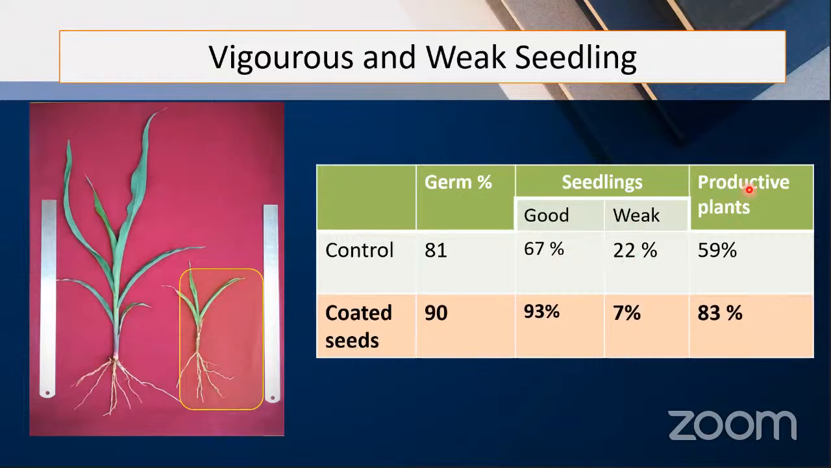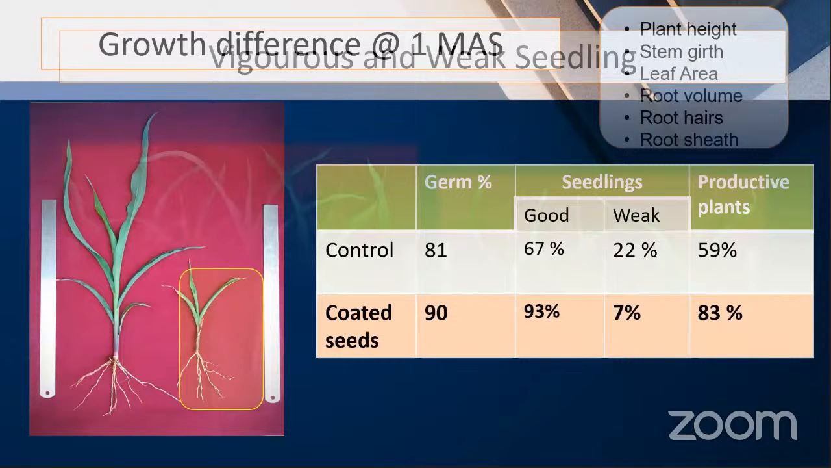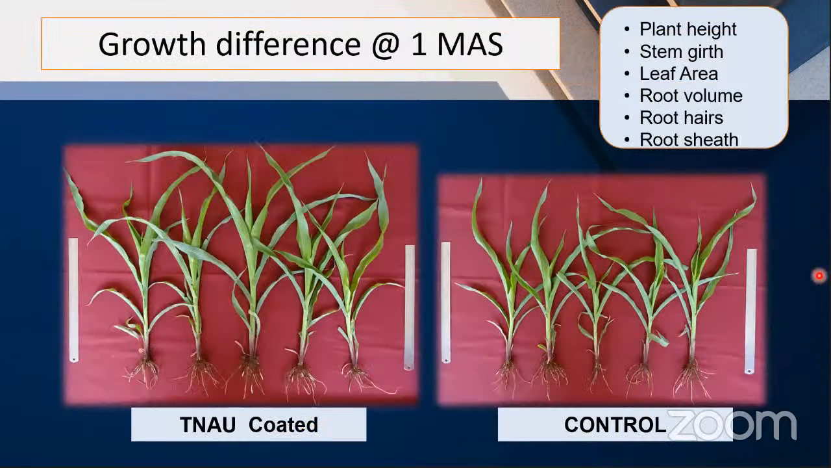So in the field, the number of productive plants was 59% in the case of control, whereas in coated seeds it became 83%. So it increased the vigor of the seeds, so that the number of weak seedlings produced was reduced to 7%, whereas in the control it is 22%. So here 93% good seedlings and 83% were productive. You see? So this is the difference in the seedling vigor of the same seed.